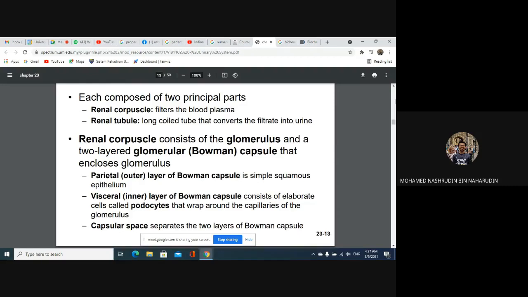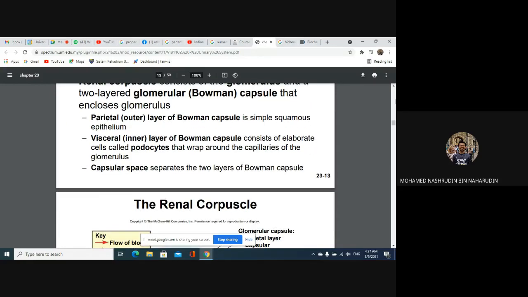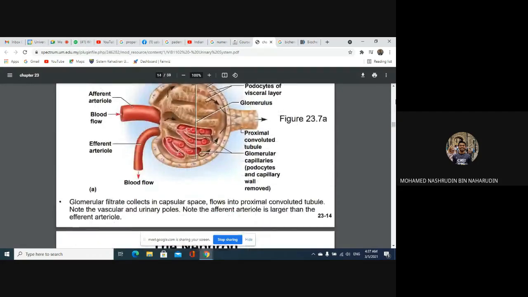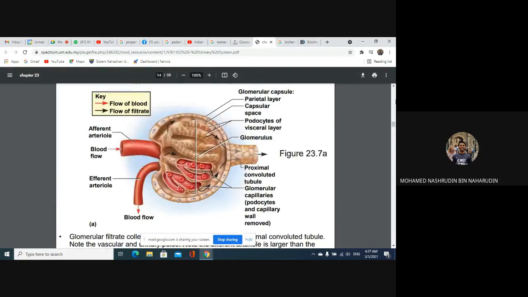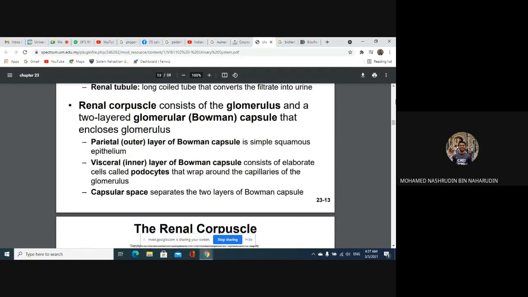So the renal corpuscle, and then the next part of the renal corpuscle is the capsular space, which separates the two layers of the Bowman capsule. So this is the anatomy of the renal corpuscle.